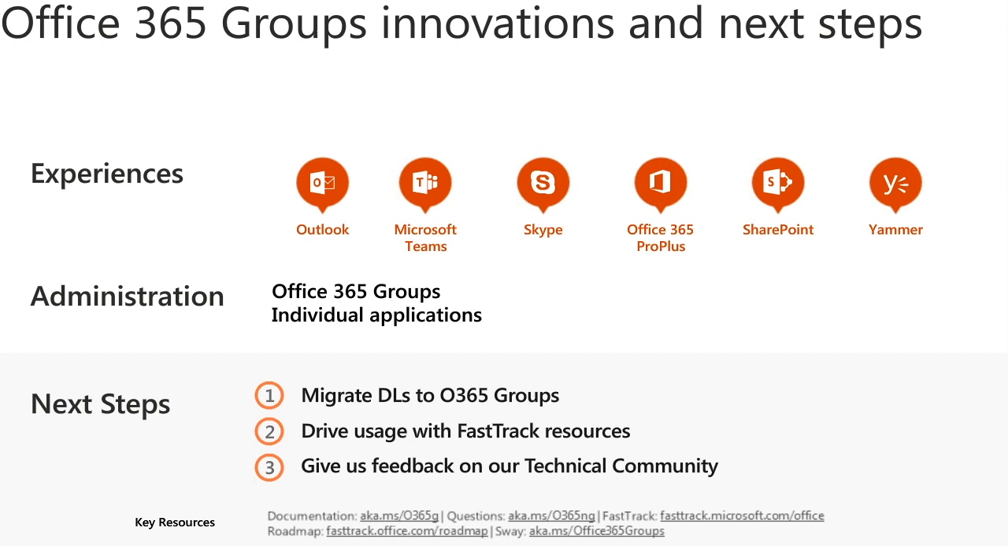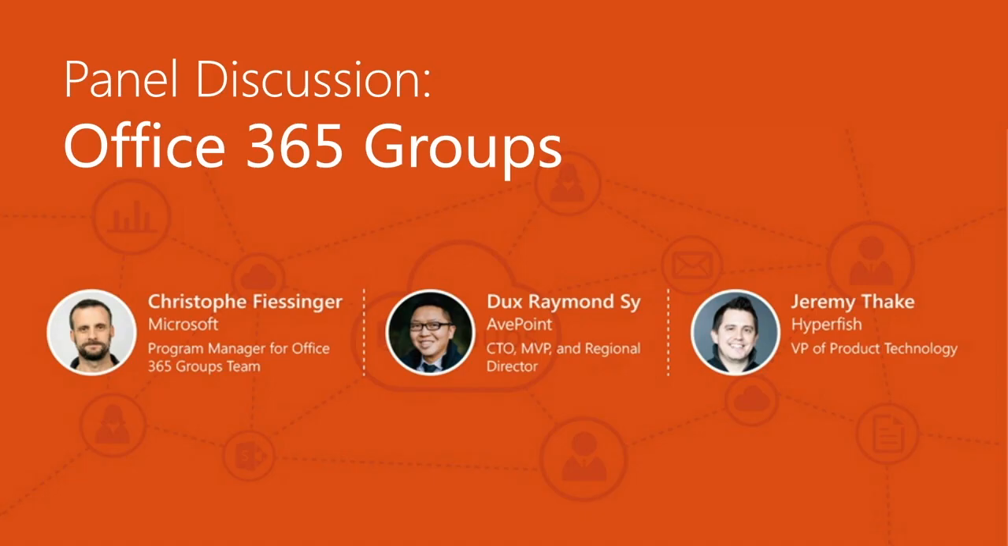And the last couple of things I want to give you as call to action before we switch to Q&A: I really want you to revisit those distribution lists and migrate or upgrade as many of them as possible to Office 365 groups. I want you to leverage all the content on Fast Track to drive usage in your tenant. And last but not least, we're always open for feedback. We're trying to be very agile and very fast on all those workflows. So give us feedback on what we can improve or what's missing via our technical community. So with that, I think I'll pass the mic to Dux and Jeremy.